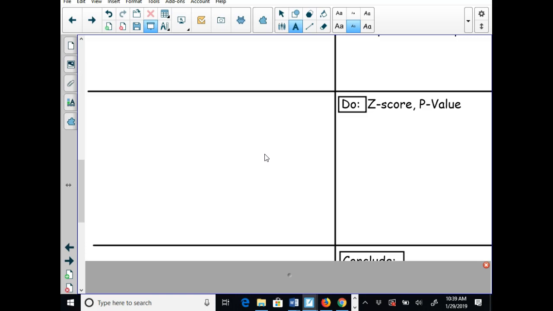So in the do part, what am I looking for? Well, I'm looking for a z-score and a p-value. That's the biggest thing. But how do we get here and what are your insurance points in case you make a mistake? So we know right now that we're going to use the normal distribution. We've already met that condition.